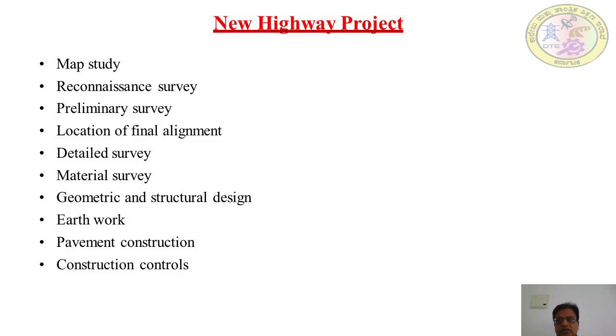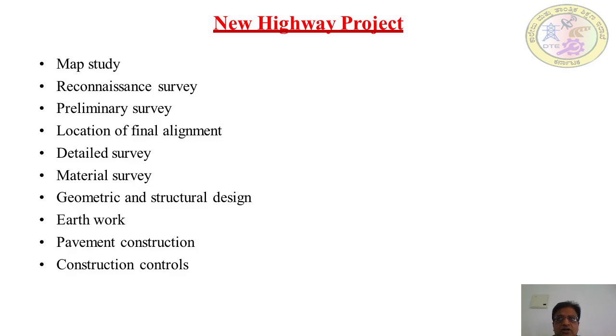Coming to a new highway project, the same things: map study, reconnaissance, preliminary survey, location and final alignment, detailed survey, material survey, geometric and structural design, earthwork calculation, even how much is the cutting as well as the filling quantity, pavement construction, right? So what type of pavement, whether you are constructing a flexible pavement or a rigid pavement, what is the thickness, what are the different layers like subgrade, subbase, base, structural layers, everything, thickness, what are the different types of materials that you use, what is the design mix, everything you need to mention.